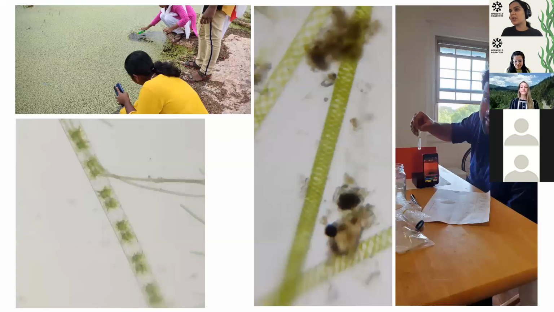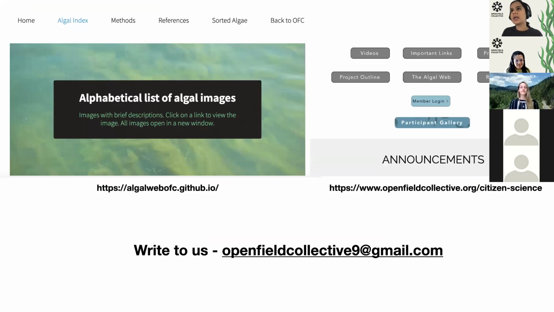Here are some pictures from our cohort who have been going out in the field, collecting water samples and identifying different species of algae, as you can see here. And we also have this database which we got from Professor John Kinross, where we have categorized all the different kinds of algae alphabetically. And on our website, you can also find all different resources, so our videos, any important links, protocols, and basically everything we've been doing this workshop, so that it's very easy for any other cohort, if they want to replicate any of these, they could also do that.